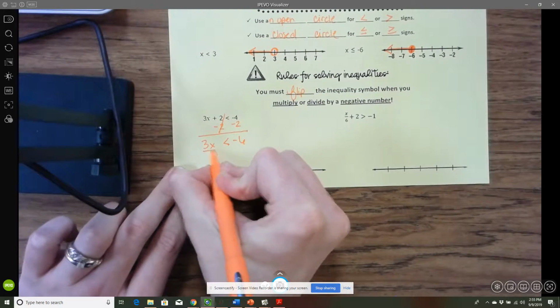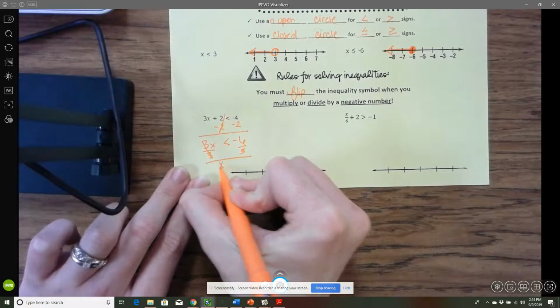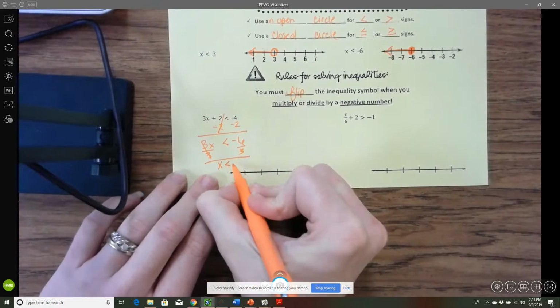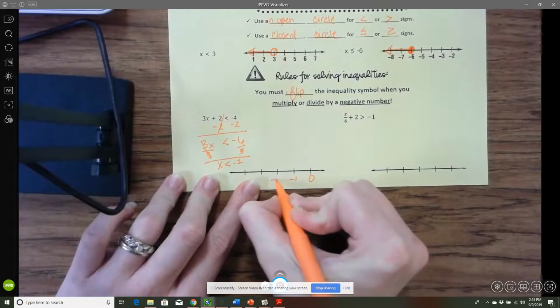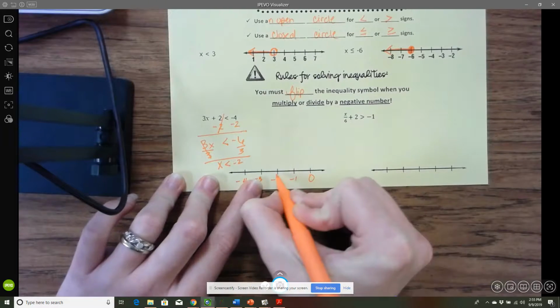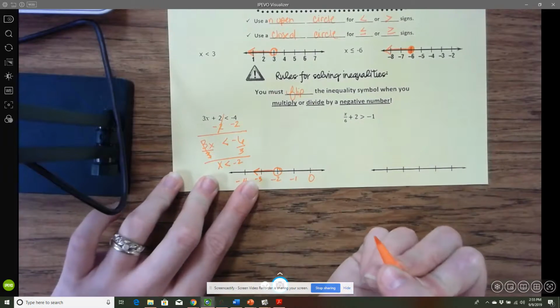And then we're going to divide both sides by 3. And I would have x is less than -2. So if I do 0, -1, -2, -4, so open circle, and then it's less than.